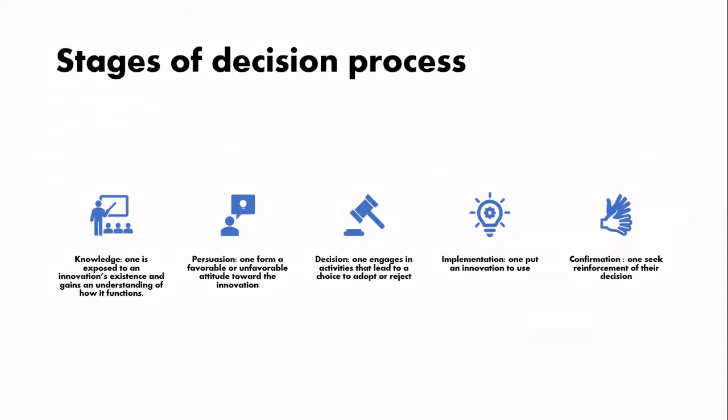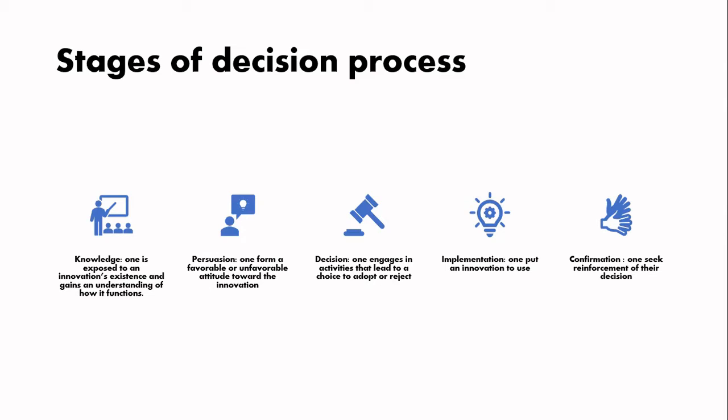innovation process. First, the person is exposed to the innovation and knows about its function; he gets a little understanding or knowledge. After that, he thinks this product is good or this product is bad, so he forms some attitude towards that technology, and he takes a decision: I will go with this product or I will not go with this product, adopt or reject.